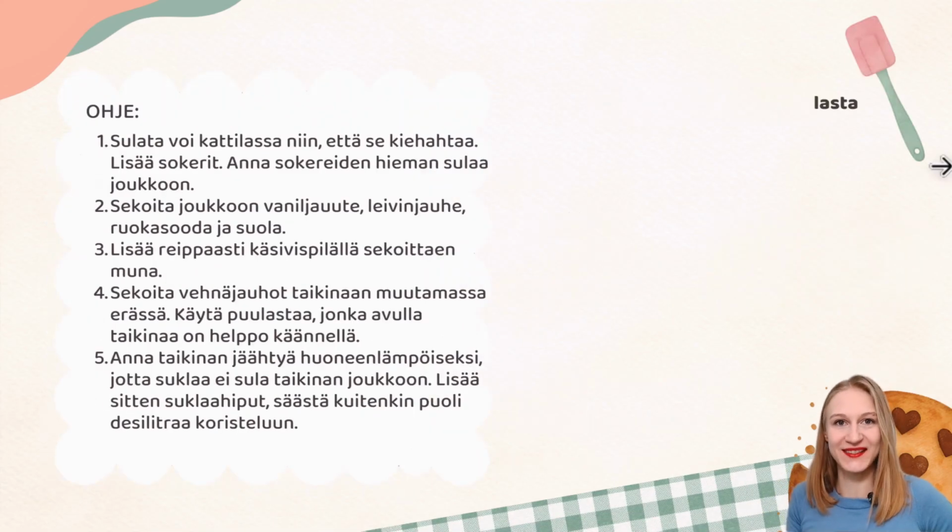How about the instructions? Here you have the instructions in Finnish, and I'm first gonna read them through. Try to understand as much as you can without any translations, and after that, I'm gonna show the translations to you. Sulata voi kattilassa niin, että se kiehahtaa. Lisää sokerit joukkoon. Anna sokereiden hieman sulaa joukkoon. Sekoita joukkoon vaniljauute, leivinjauhe, ruokasooda ja suola. Lisää reippaasti käsivispilellä sekoittaen muna. Sekoita vehnäjauhot taikinaan muutamassa erässä.